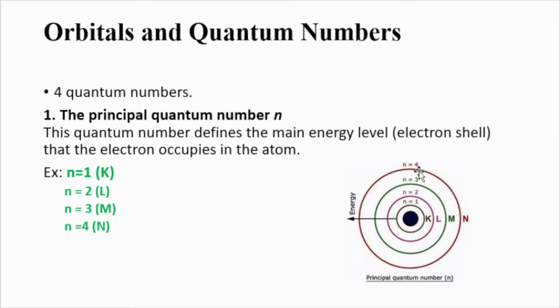So the first one is the principal quantum number, indicate the main energy levels. Energy levels, as you know, n is 1, 2, 3, 4. Those are named as K, L, M, N also.